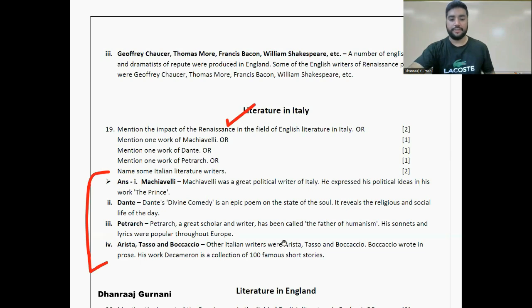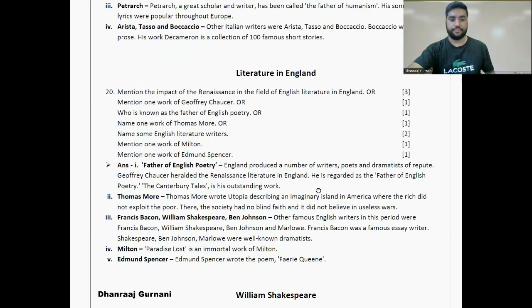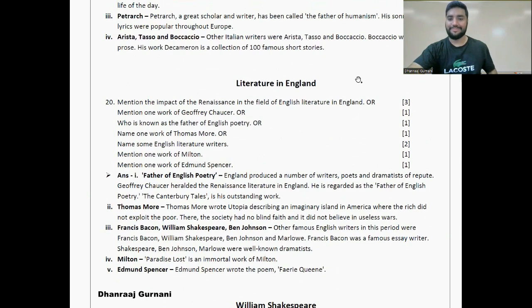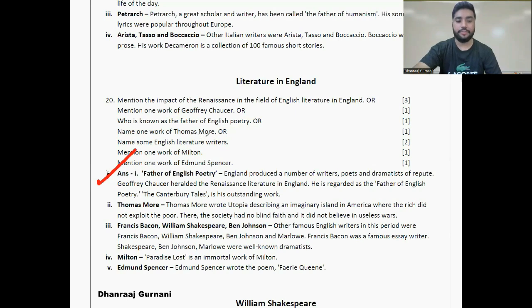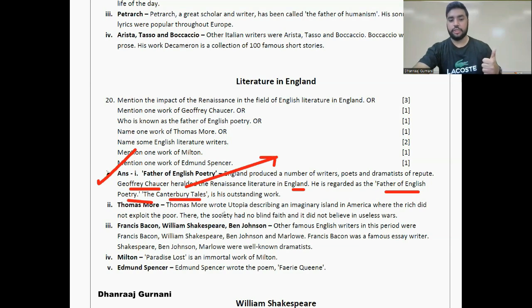Moving to literature in England. Here we have 5 of them. First one, father of English poetry. England produced a number of writers, poets, and dramatists of repute. Geoffrey Chaucer heralded the Renaissance literature in England. Herald means predicted the change. He said it will come. He also initiated the change. He is regarded as the father of English poetry. The Canterbury Tales is his outstanding work. So, who is the father of English poetry? Geoffrey Chaucer. Renaissance literature in England was heralded by him. His famous work, Canterbury Tales.